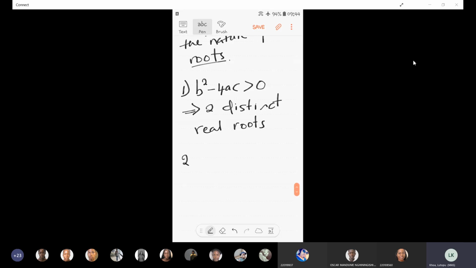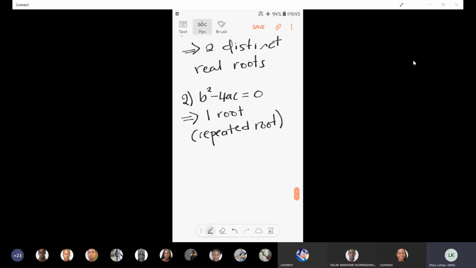The second one is when b squared minus 4ac is equal to 0. If this happens, then you will have one root, and this is a repeated root actually. So what this means is you will have something like this. Your first x is equal to 5 maybe, and then the second one is also equal to 5 as well.